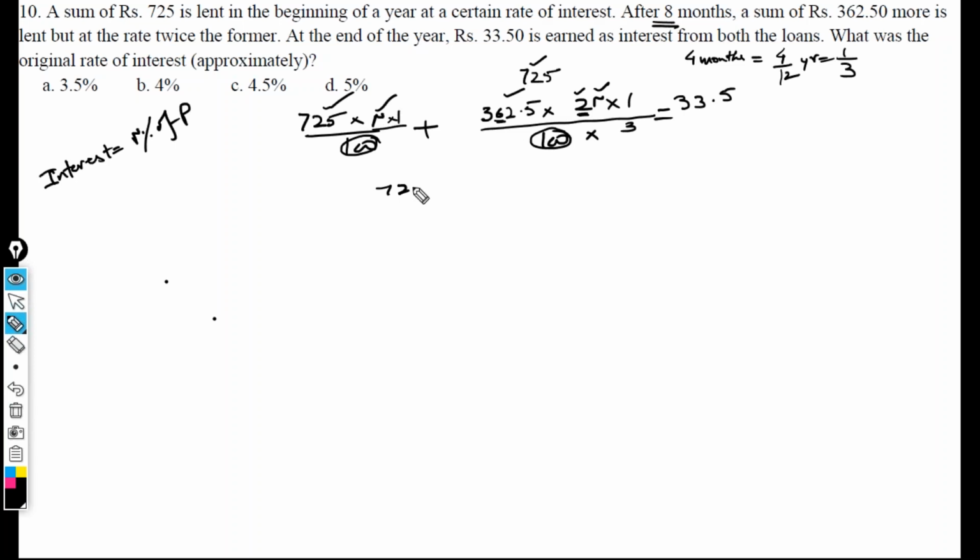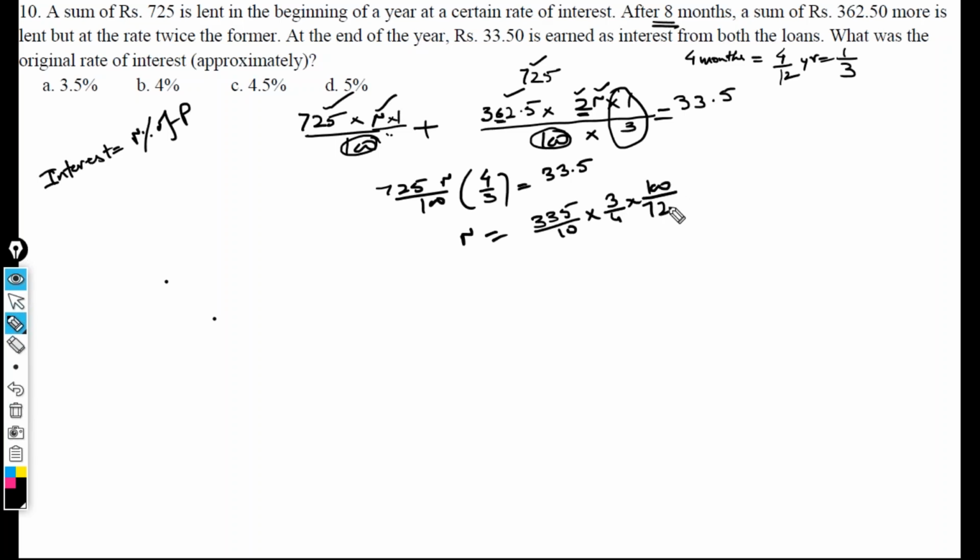So it can be rewritten as 725R upon 100 into, so 1 is only left over here and 1 by 3 is left over here. So 1 plus 1 by 3 is 4 by 3, which equals 33.5. Now we just need to simplify it. R comes out to be 335 divided by 10 into 3 by 4 into 100 upon 725. Now we can see that this 0 got cancelled out here, right? Now if I multiply 4 and 725, tell me guys, what is the product?